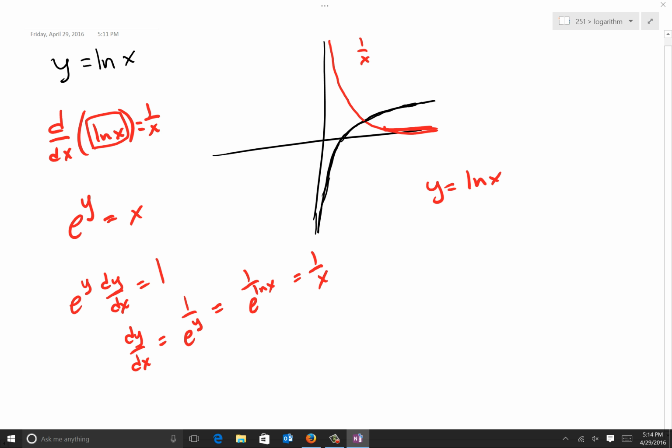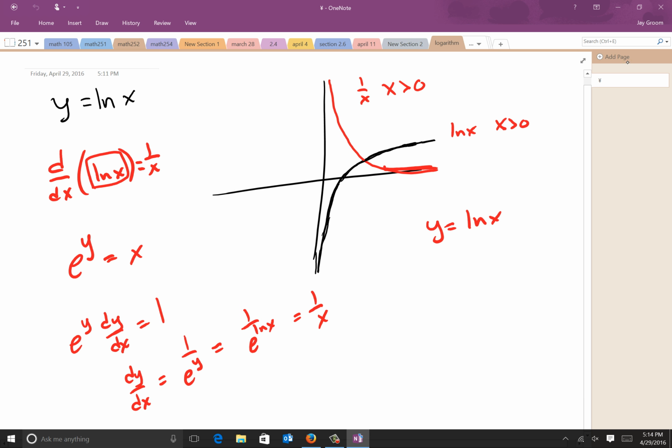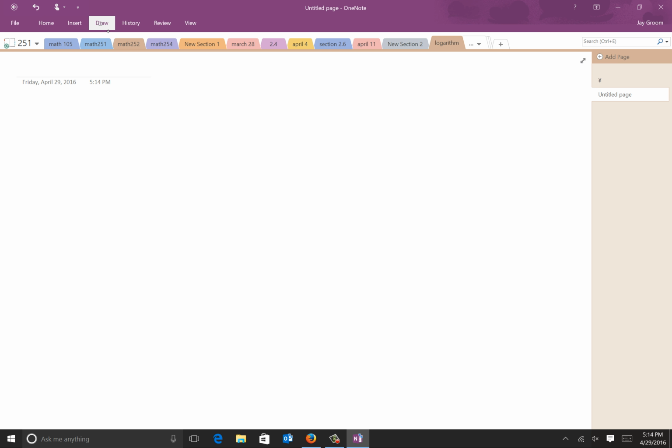Now, this function, that's true, but remember that ln of x is only defined when x is bigger than 0. So we're only talking about the part of 1 over x that's bigger than 0. That's kind of a big deal. It will be a bigger deal later when we get to Calc 2, at some point when you take Calc 2. But it will come back to us again.